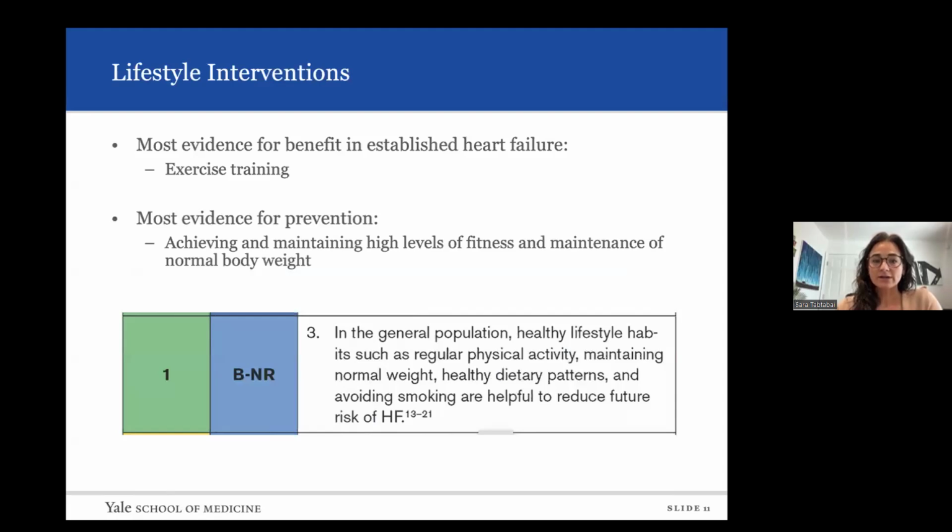As far as lifestyle interventions go, looking at the guidelines and the evidence that's out there, the most evidence for benefit in patients that already have a diagnosis of heart failure is available for exercise training. As far as the most evidence for preventing development of heart failure, there is evidence for achieving and maintaining high levels of fitness and maintenance of normal body weight. So that's the general summary from that lifestyle paper we talked about.